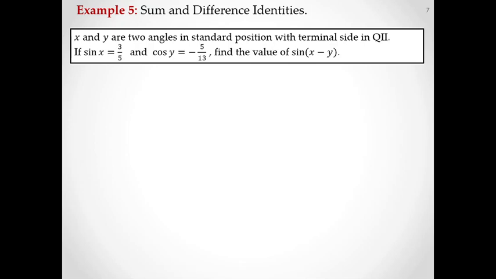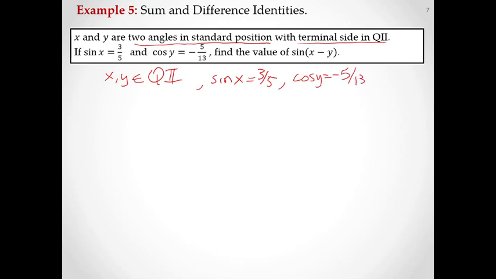Now let's look at this example. X and Y are given. Two angles in standard position with terminal side in quadrant 2. So we can write here, this is given, x, y in quadrant 2. These are the angles. And sine x is given to us. If sine x is equal to 3 over 5, and cosine y equal to negative 5 over 13, it's asking sine x minus y.